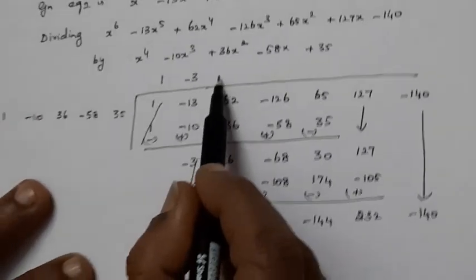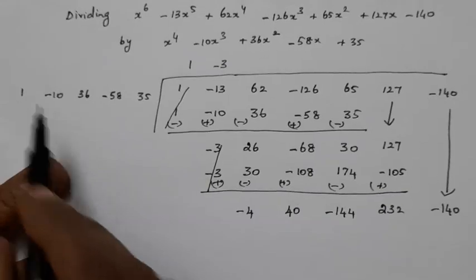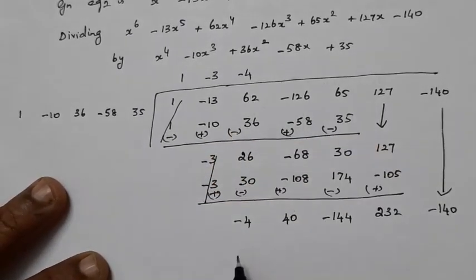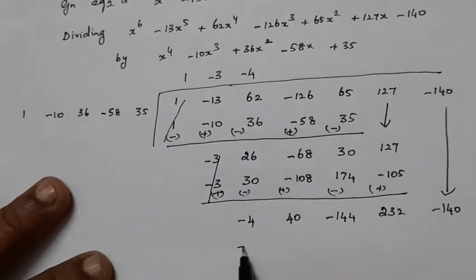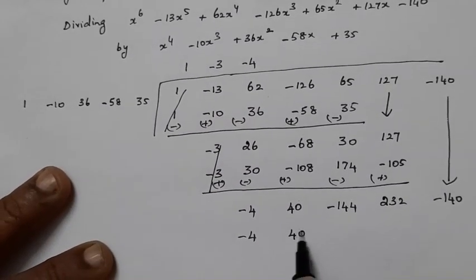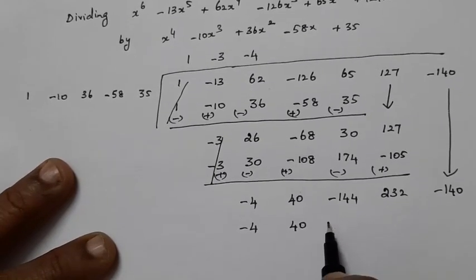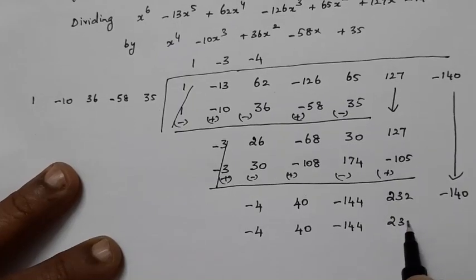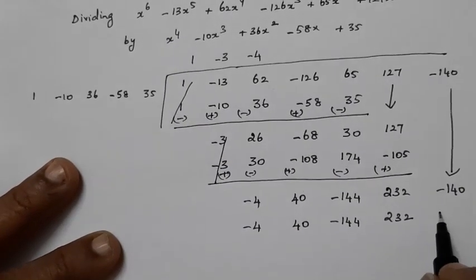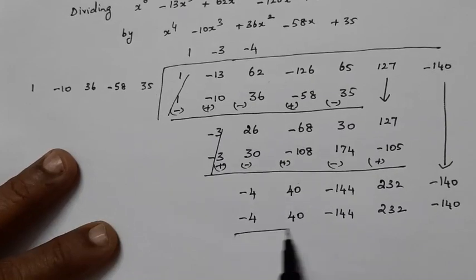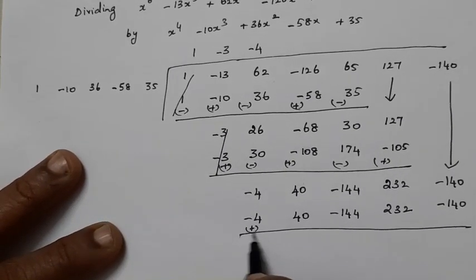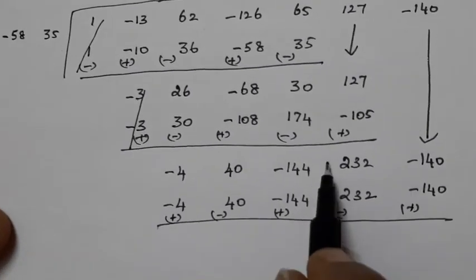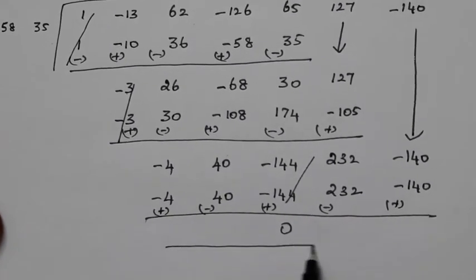To get the third term of the quotient, divide the first term by the first term. So -4 divided by 1 is -4. Again multiplying -4 throughout, you will have -4, then +40, then -4 into 36 is -144, -4 into -58 is 232, then -4 into 35 is -140. Then again changing the sign of all the terms and subtracting, all the terms get cancelled and the remainder is 0.